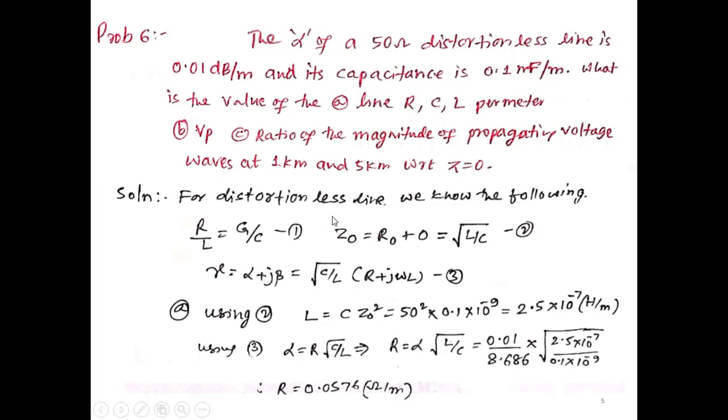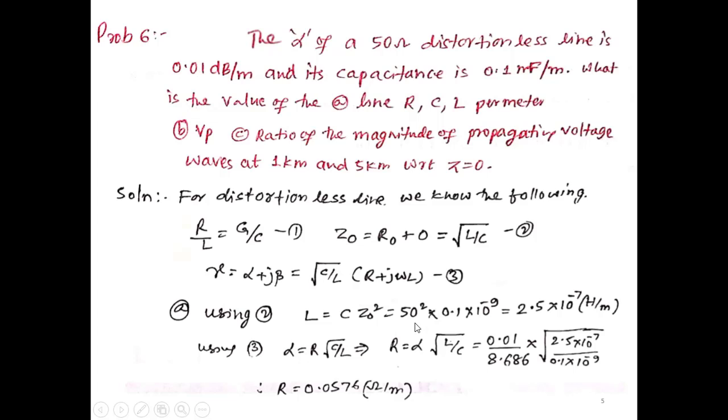You know that for distortionless line, R by L is equal to G by C, and here Z naught is a pure real number, Z naught is equal to R naught, it is given by under root of L by C, and gamma is given by alpha plus j beta is equal to under root of C by L into bracket R plus j omega L, equation number 3. So using equation number 2, we can calculate, square this 2, then we get L is equal to C Z naught square or C into R naught square, but Z naught is given as 50 ohm and C is 0.1 into 10 raised to minus 9.